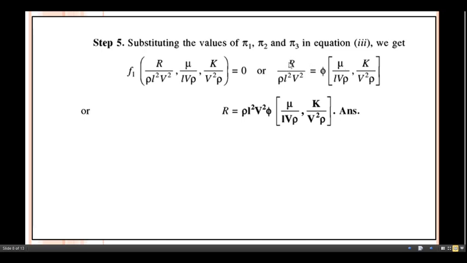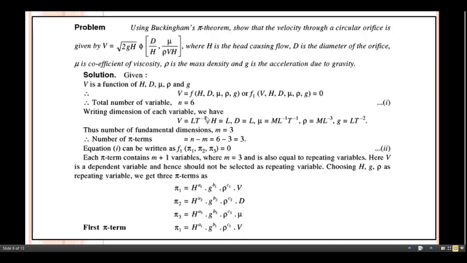At last, as per our problem, the resisting force, we have to find out the dimensions of that resisting force. We can get that in this way: R equals rho into l square into v square into phi of mu divided by l into v into rho, and k divided by v square into rho. In this way we can get the dimensions for the resisting force. Now we'll see the next problem.